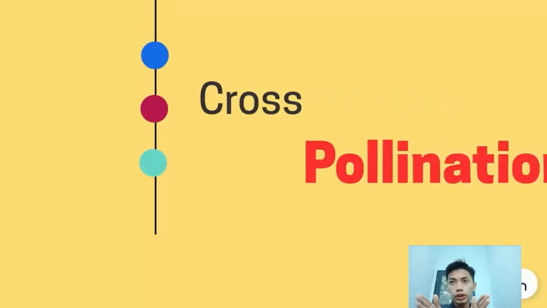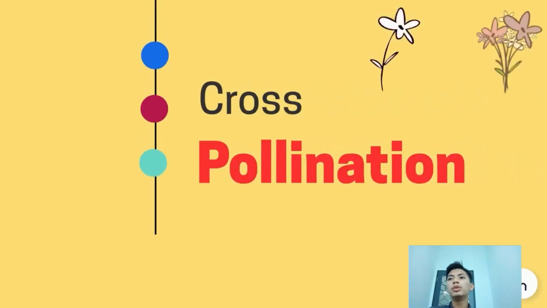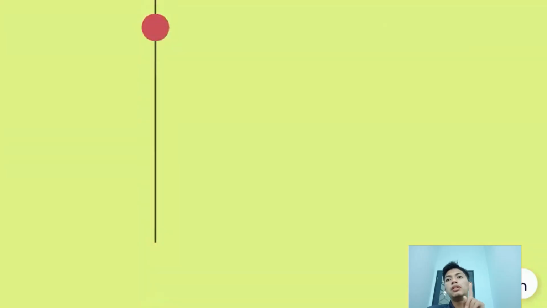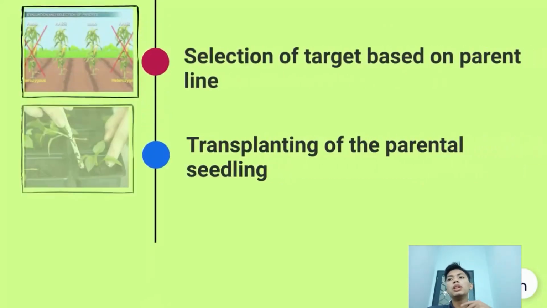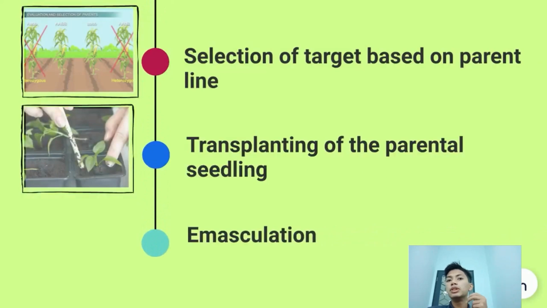As for cross-pollination, it is usually done between two different varieties of the same plant for desirable traits or hybrid seeds. There are a few steps in cross-pollination. First is the selection of target base parent line. Second, transplanting of the parental seedling. Third is emasculation.